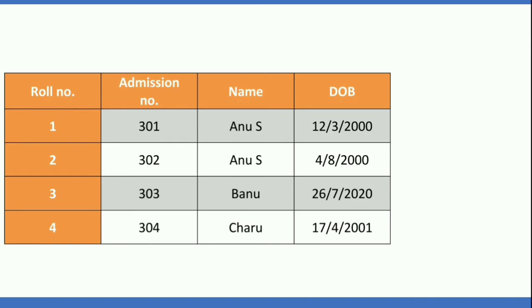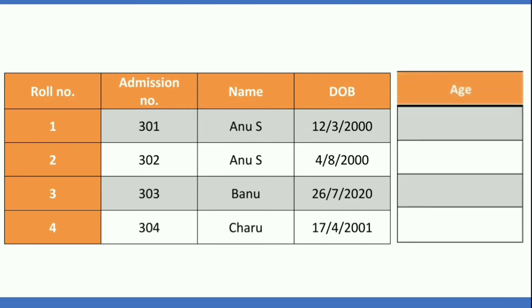But keeping these values, you can generate another attribute which is not physically present in this entity. For example, look at the last attribute, date of birth. If date of birth is given, then automatically you can generate the age of each student. Yes, that is possible. Keeping date of birth, you can calculate their age. So this is how derived attributes are created. Physically, it will not be present, but you can generate the value from the existing column.